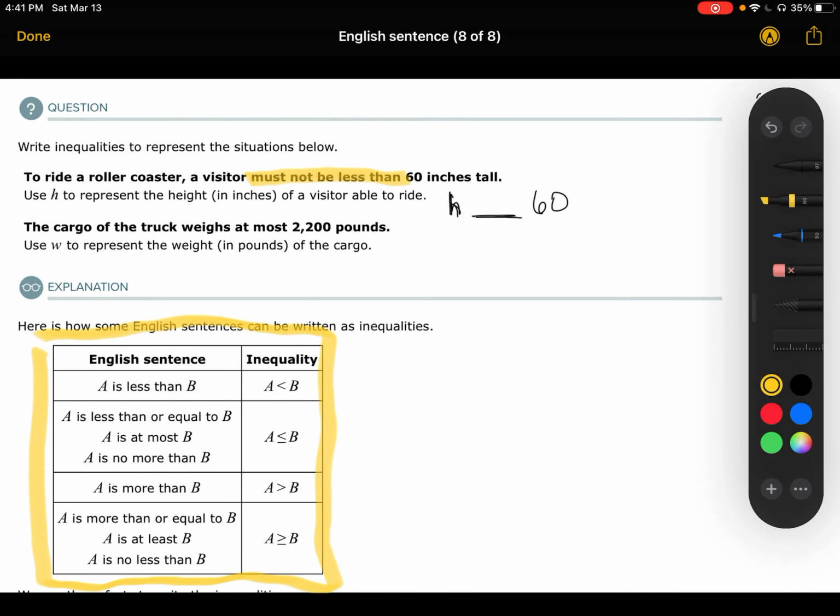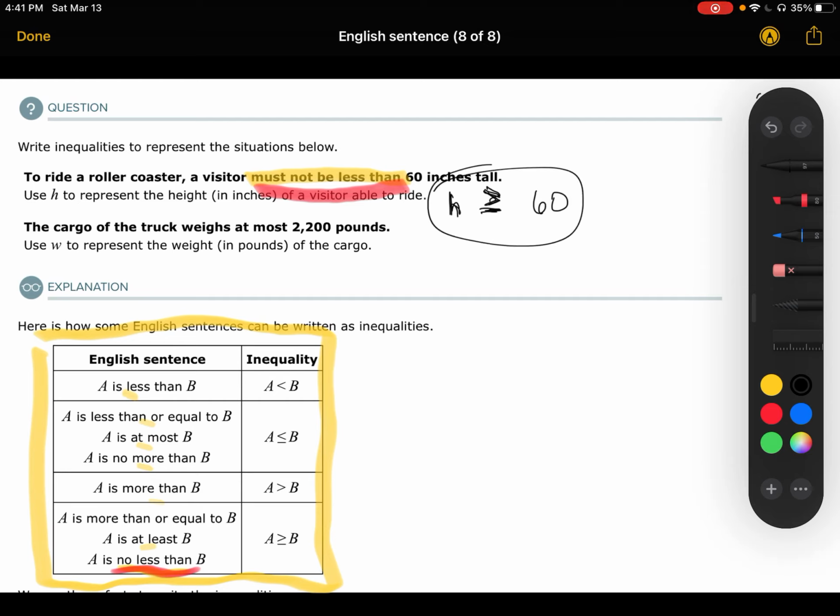So I'm just going to go through them real quick. You have is less than, is less than or equal to, is at most, is no more than, is more than, is at least, or is no less than. Essentially, is no less than is very slightly different, but it's essentially saying the same thing. So you're going to put greater than or equal to. And actually, I'm going to delete that little thing right there because that might confuse someone later. So H greater than or equal to 60. So this would be your answer for that one.